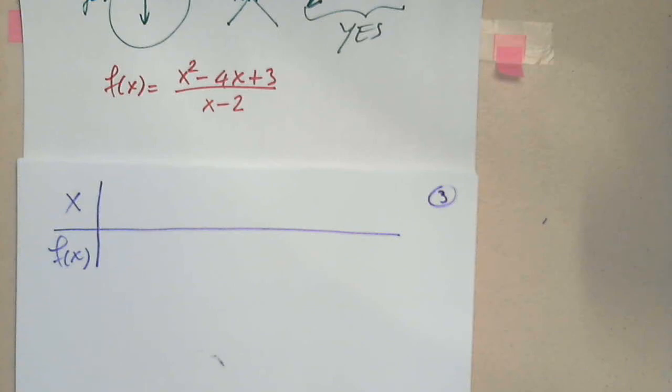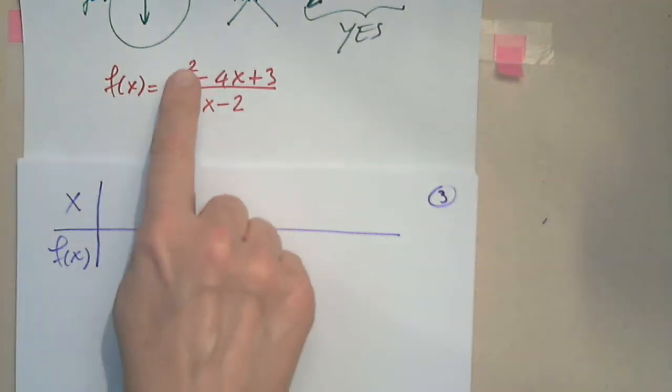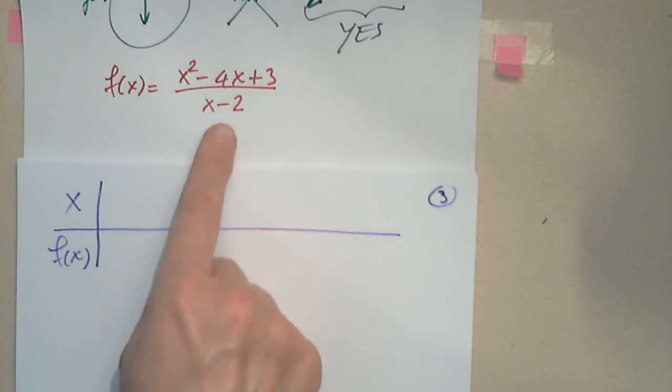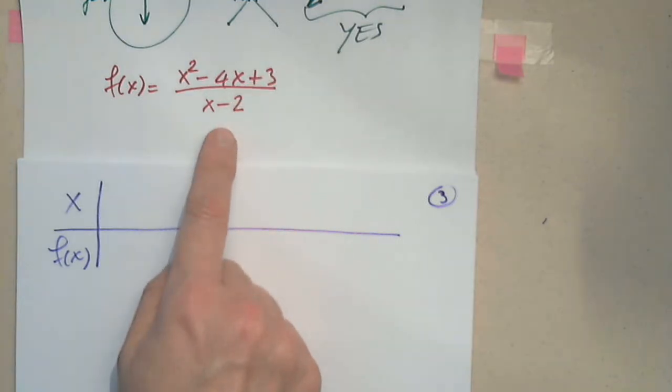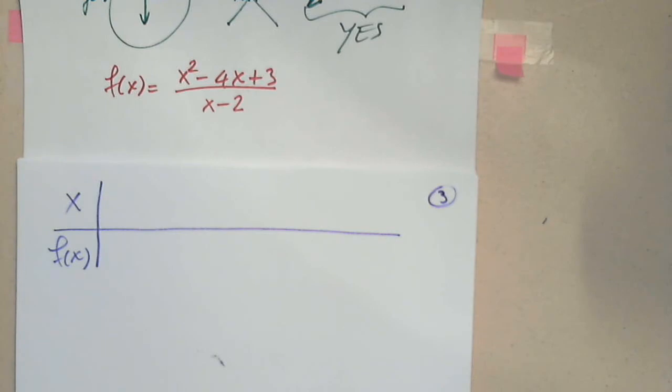A rational function can have only one problem. Never with a numerator. Only with the denominator. So what could the problem be here?